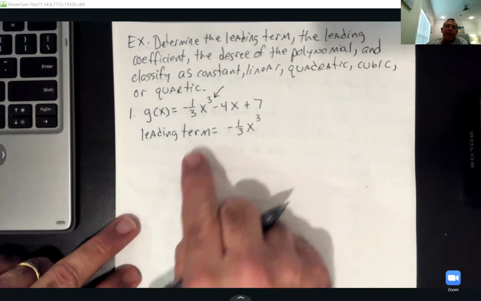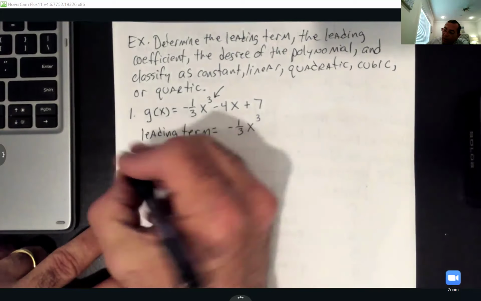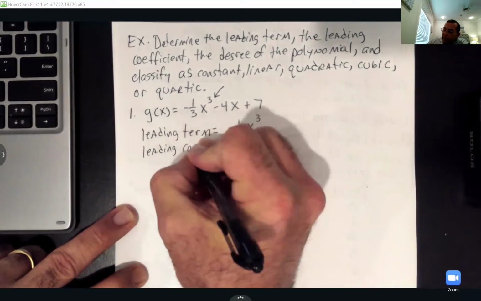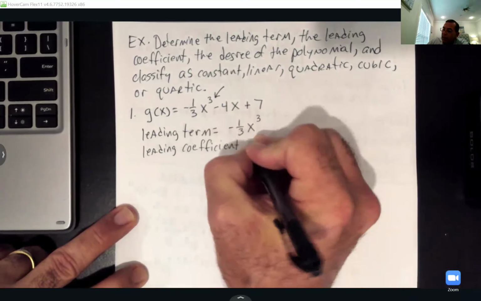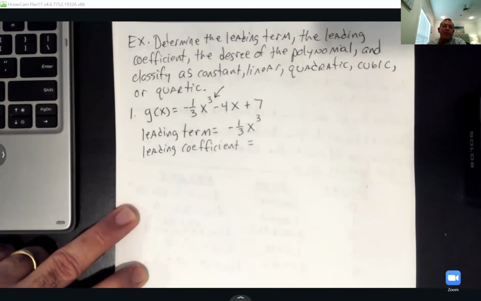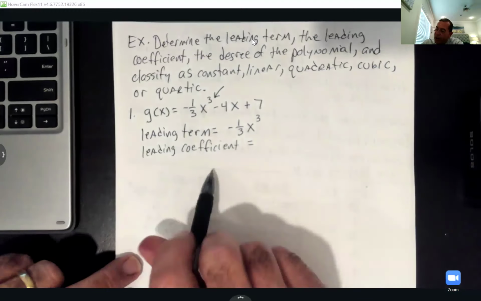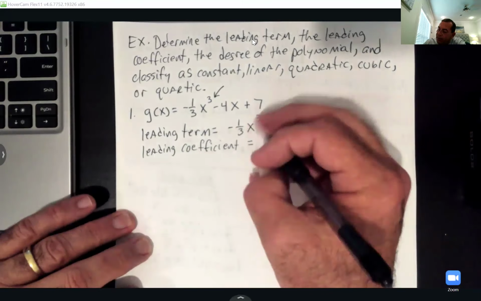Now, pretty much everything else is going to come off of this leading term, because next they want the leading coefficient. Well, remember, the leading coefficient we said was the number in front of the leading term. So for me, the number in front of my leading term is a negative 1/3.